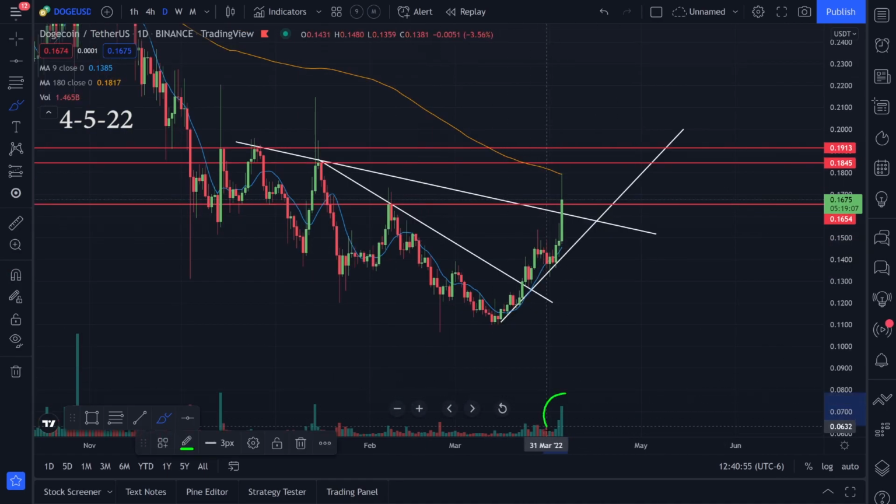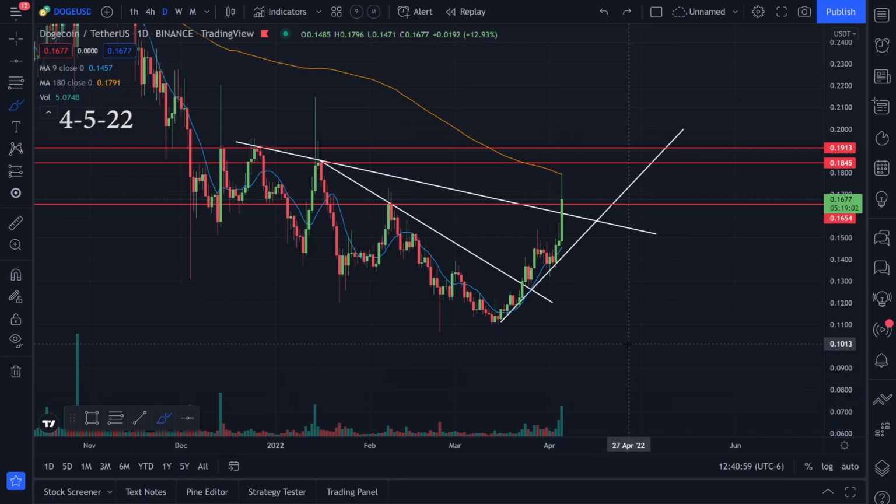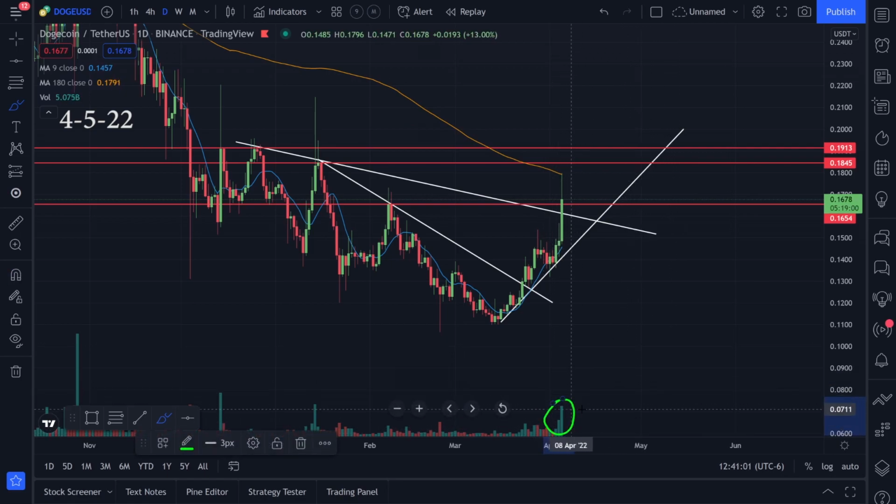If you look at the volume right here, it looks like we got some pretty good volume. The volume's increasing, which is, I think, a good sign. Let's see if we could continue to keep up this volume.